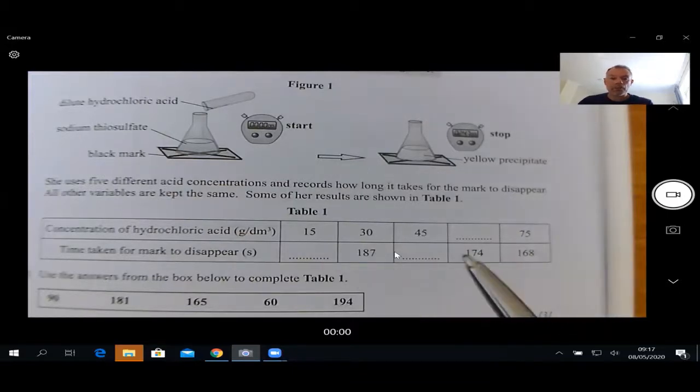So let's go through, well, pause it and see what you think. Okay, so let's go through the logic of this. At 30 grams per dm cubed, the time was 187 seconds, right? 15, the concentration of 15 is less than 30. So the reaction will be slower. It's a less concentrated acid, the reaction will be slower. So we're looking for a time that's longer. The reaction's going slow, it's going to take longer on the stop clock. So we're looking for a number bigger than 187. There's only one there, and that's 194, so that'd be 194.